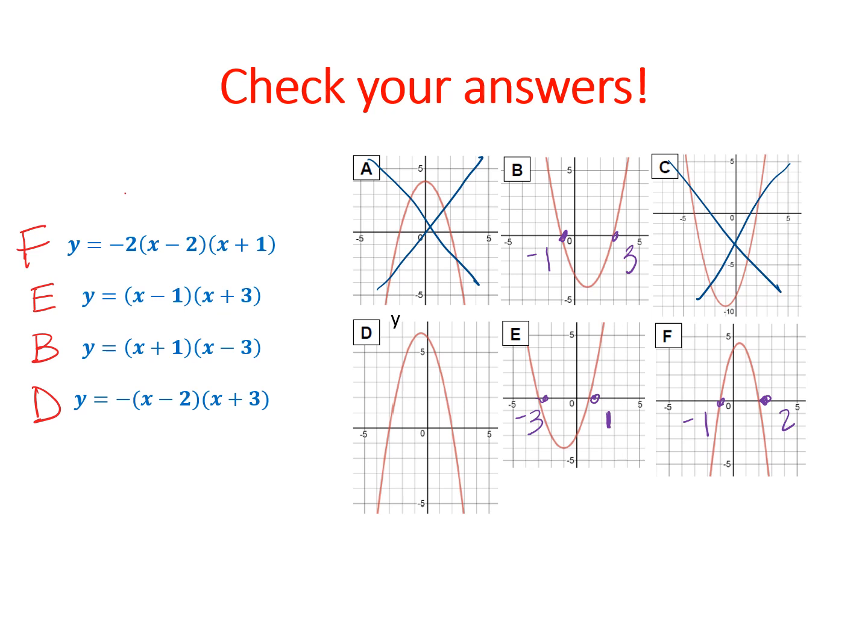And then last but not least, letter D is going to open down because of the negative out front. And then we have a negative 2 in the equation, which gives me a positive 2 for my x-intercept. A positive 3, which will give me a negative 3 as my x-intercept. So hopefully those connections are pretty easy for you guys to see.